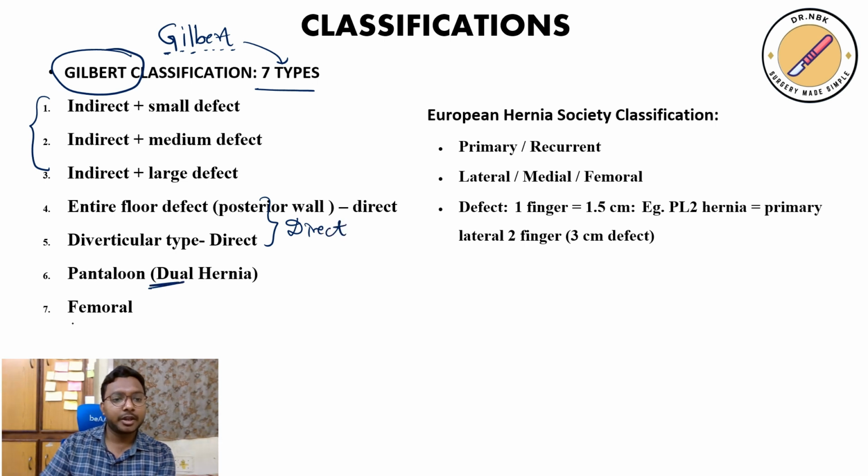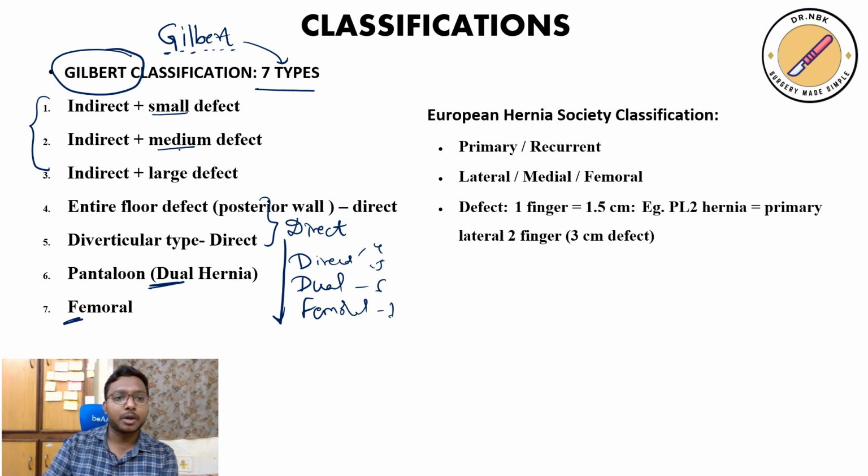And 6 is direct hernia. Last one is femoral hernia. You can remember this 4, 5, 6, 7 as something like a DDF. So it is nothing but direct, dual, femoral. Okay, so this is 4, 5, 6, 7. So again in 1, 2, 3, based on how much is the defect. If it is small, type 1, medium, type 2, large, type 3. So this is about Gilbert classification.